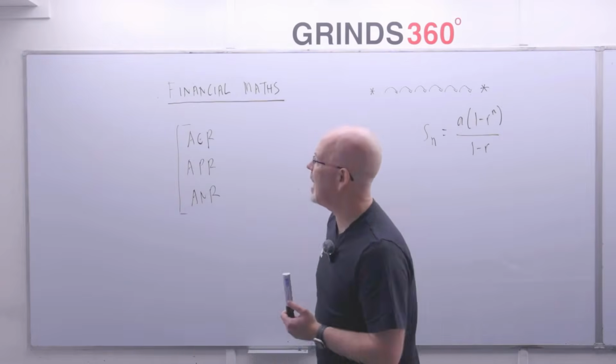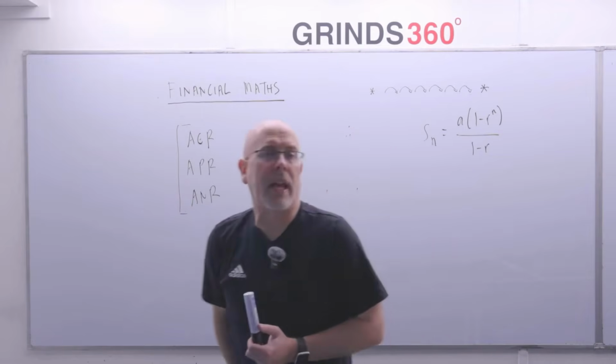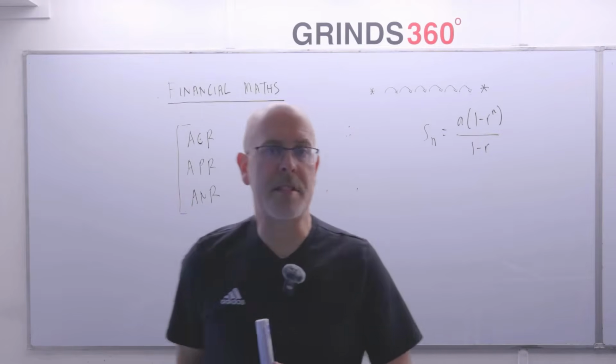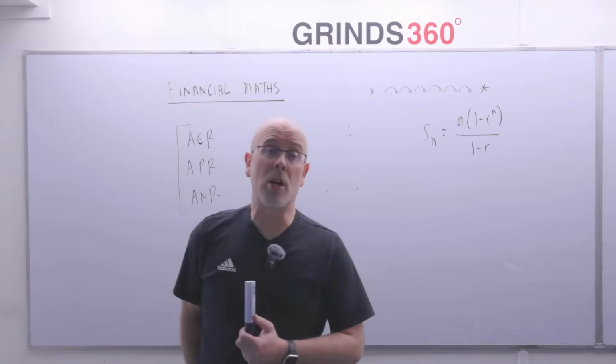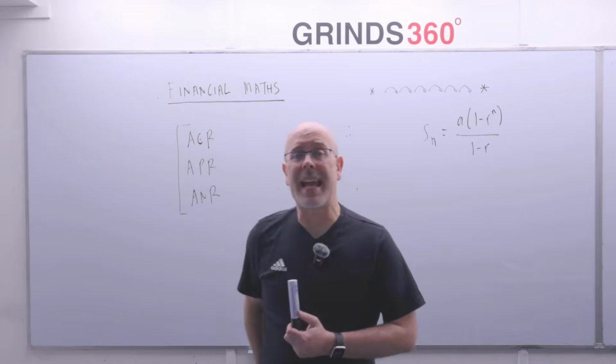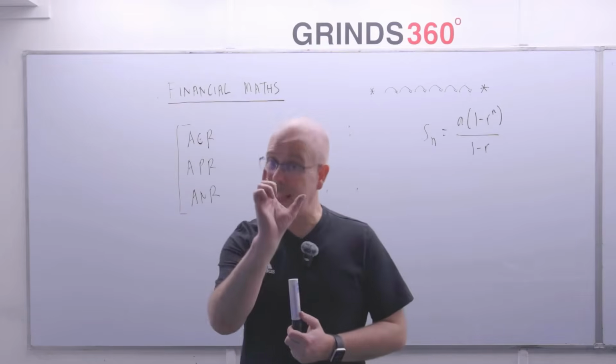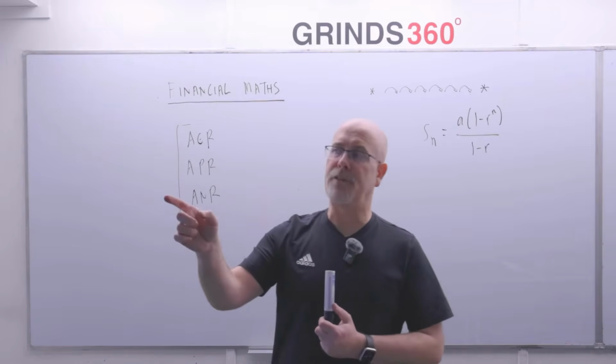So what's the difference between an AER or APR or ANR? I don't care. I'm not an economist. All that matters to me is that the letter A is annual. These are all yearly rates. So there's a yearly rate of 4.1%.